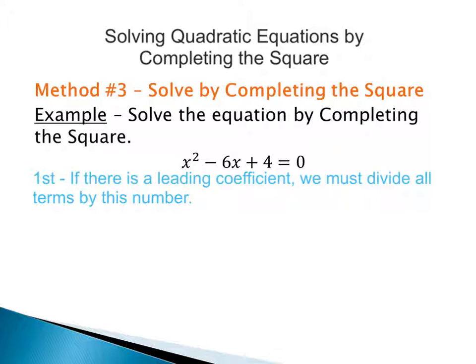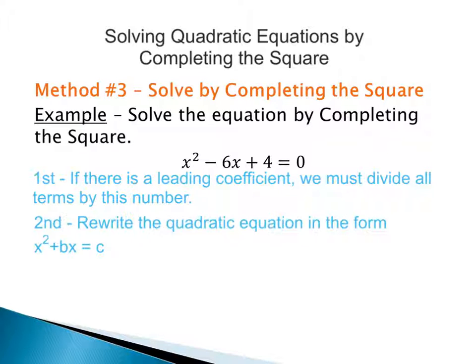The second step is that we want to rewrite our quadratic equation by grouping our x's and our x squareds on the same side of the equation while moving the constant to the other side. Right now we have x squared minus 6x plus 4 equals 0. But what we want to do is move over the 4 so that our x terms are the only thing on the left-hand side. That way we would have x squared minus 6x equals negative 4, just rewriting it in x squared plus bx equals c form.